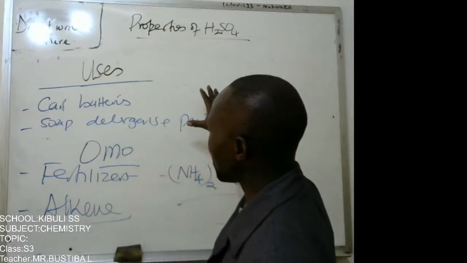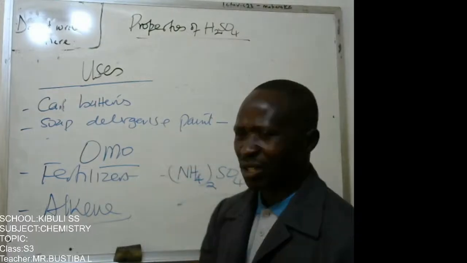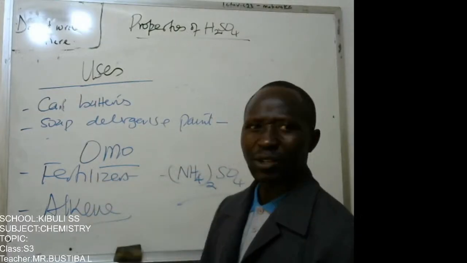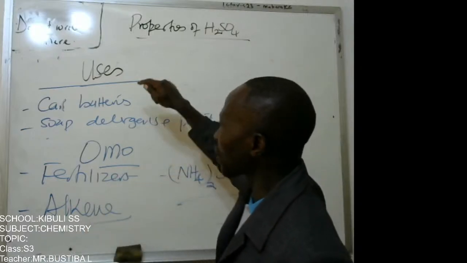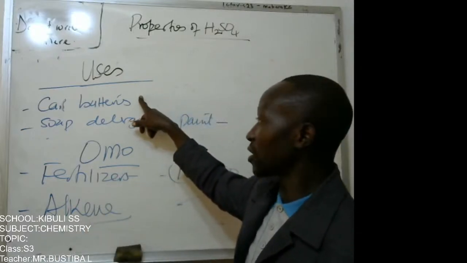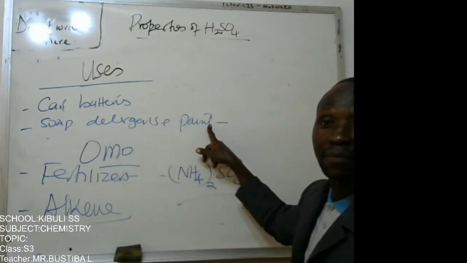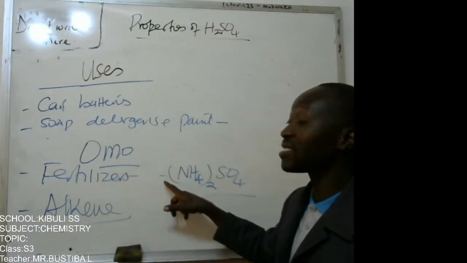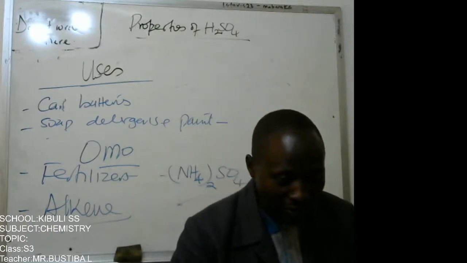Think of quite very many, but at least 4. We want only 1 or 2. These are about 4, and you have about 6, 8 of them. But of all, number 1, car batteries, priority. Number 2, detergents, soap, paint. Number 3, fertilizers. These are things that are within our environment.